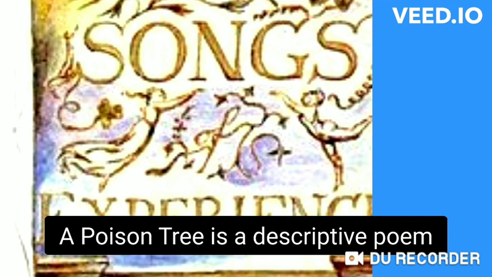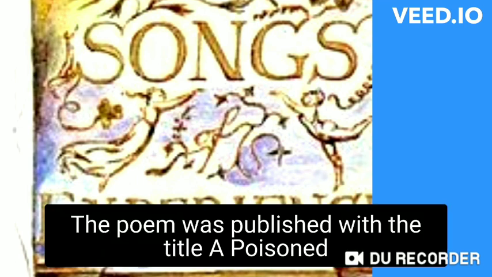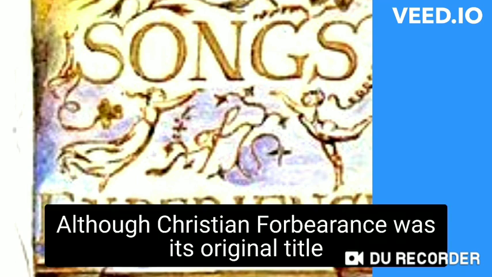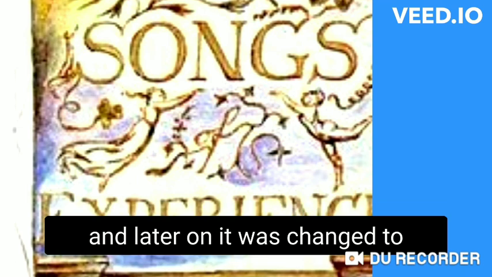A Poison Tree is a descriptive poem that depicts human emotions and their consequences. The poem was published with the title A Poison Tree in 1830 in the London University magazine. Although Christian Forbearance was its original title, it was later changed to better reflect the thoughts of the poet.